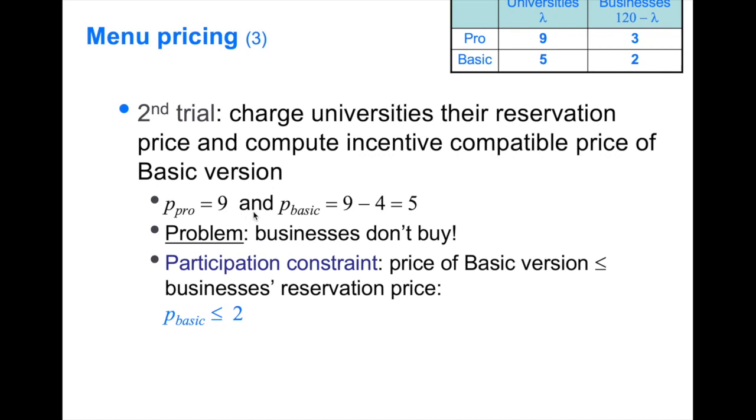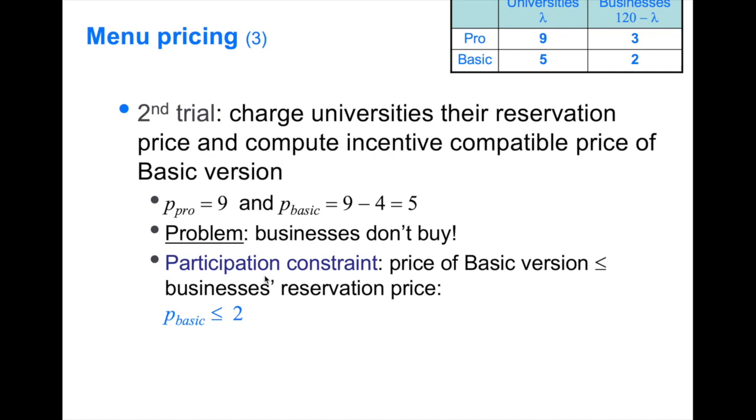Well, here you quickly see that it doesn't work either, because the basic version is simply too expensive for the businesses. What they are willing to pay for the basic version is just 2, and in that case they prefer not to buy at all. So self-selection in a sense is achieved, but you were also supposed to make sure that the businesses would buy the basic version rather than not buying anything. So this proposition here violates what is called a participation constraint.